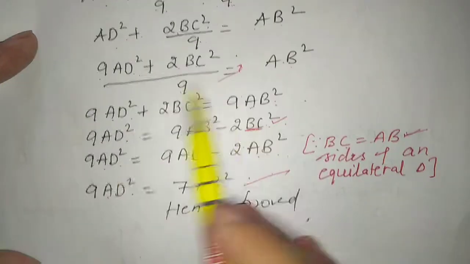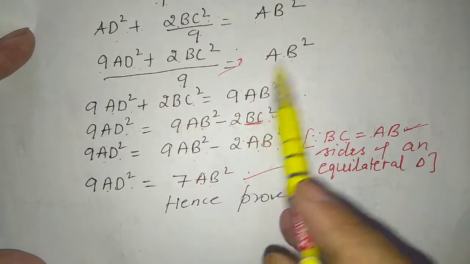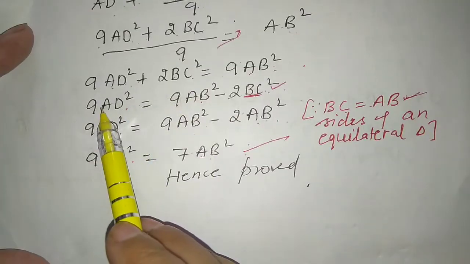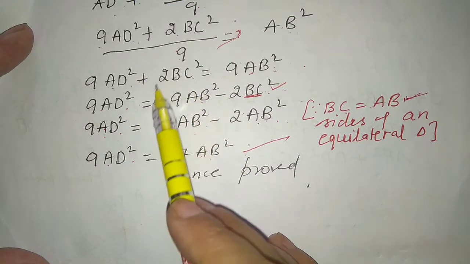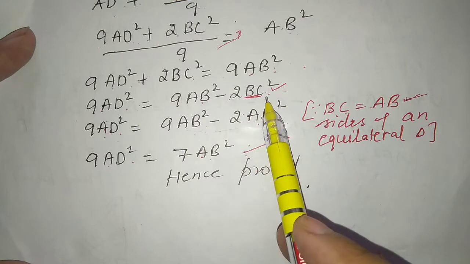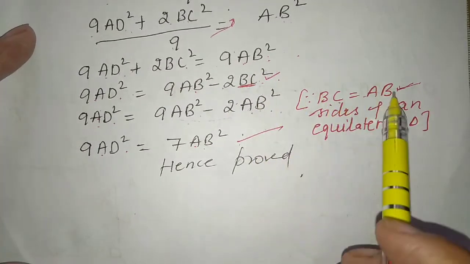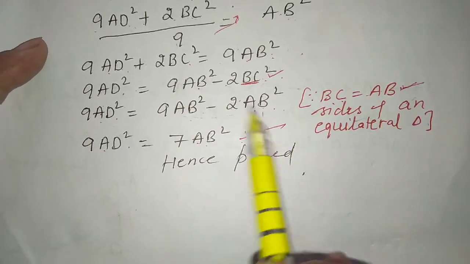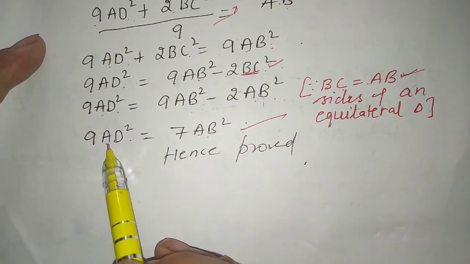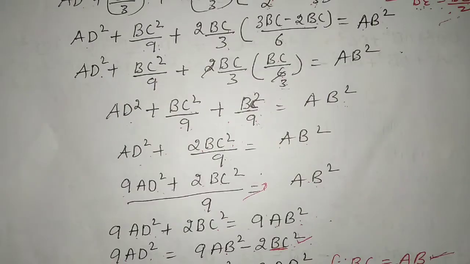Transpose 9 to the right side. 9 AD square plus 2BC square is equal to 9 AB square. 9 AD square is equal to 9 AB square; this 2BC square will transpose to the other side. This BC can be written as AB, because BC is equal to AB, sides of an equilateral triangle. ABC was given as the equilateral triangle. So 9 AD square is equal to 9 minus 2, that is 7 AB square. So like this we have done the exercise.